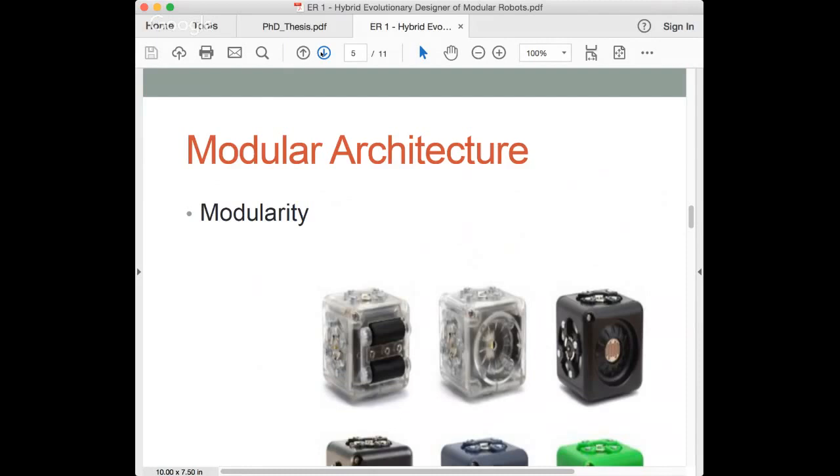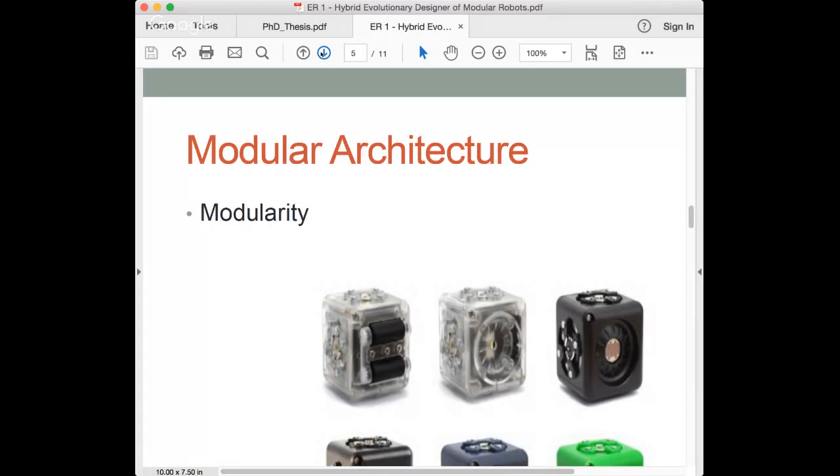As you can see, each Cubelet implements a specific function. For example, the first one is for driving. You can see the 2 small wheels. It will allow this cube to move. The second one has a flashlight that can be used as an alert system, for example.